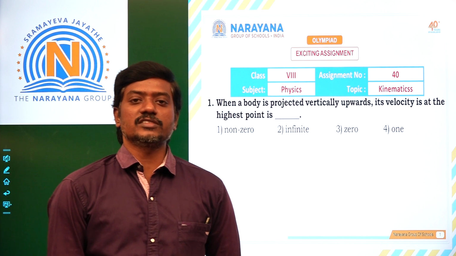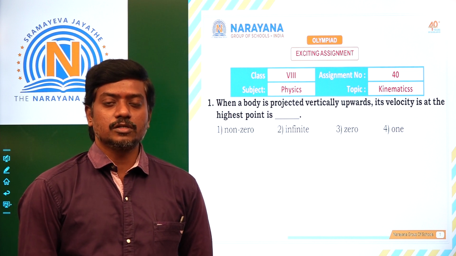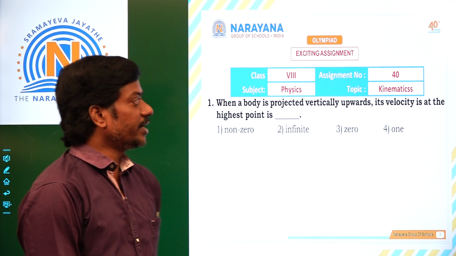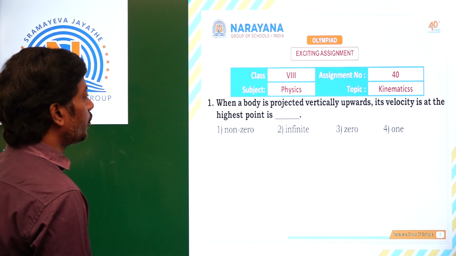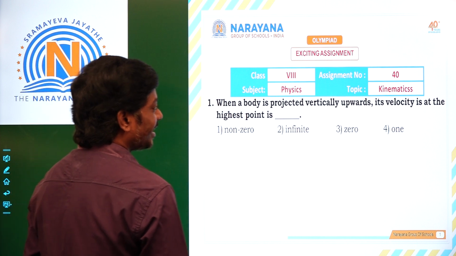Today we are going to discuss 8th class physics topic kinematics, assignment number 40. So let's see the questions. First question, when a body is projected vertically upward.